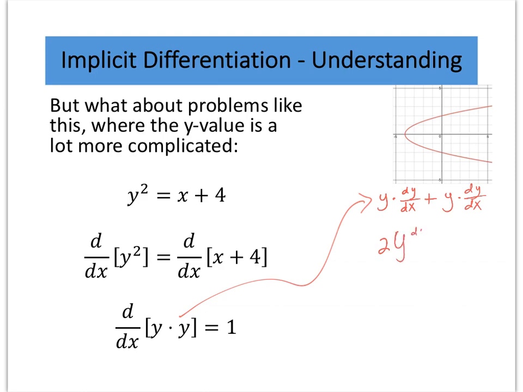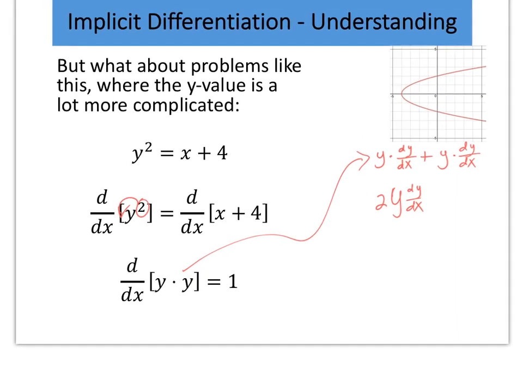It's going to be 2y dy/dx, which is essentially the same as doing the power rule and multiplying by the derivative, by the chain rule, because we don't know what y is with respect to x. So we have to use the chain rule. So we have to eventually take the derivative of y with respect to x. So if I look at this, then the derivative of y times y is 2y dy/dx equals 1.